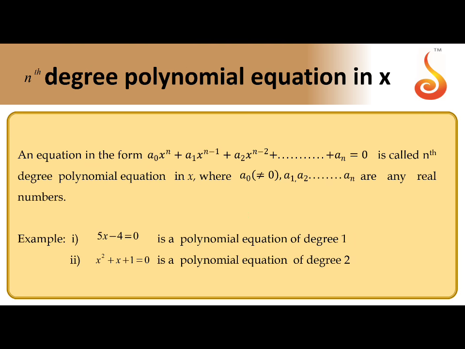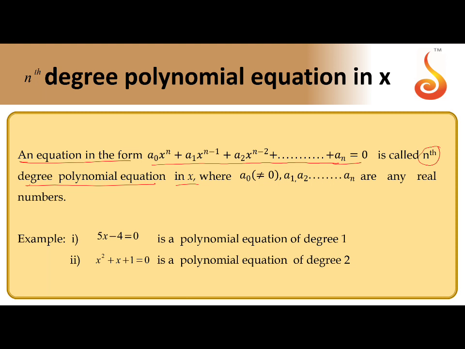Next. So now we are going to discuss different types of polynomial equations. If we want to discuss the different types of polynomial equations, we need one standard polynomial equation. So now we can define the nth degree polynomial equation in x. An equation of the form a0 x^n + a1 x^(n-1) + a2 x^(n-2) + ... + an = 0 is called an nth degree polynomial equation in x.